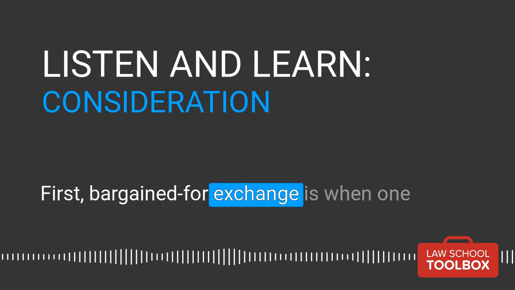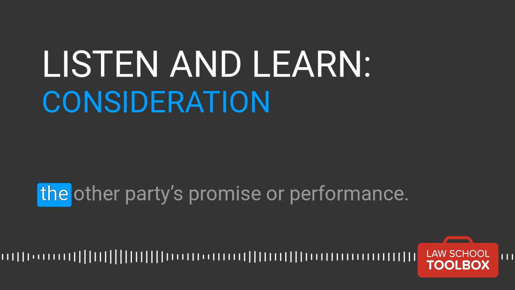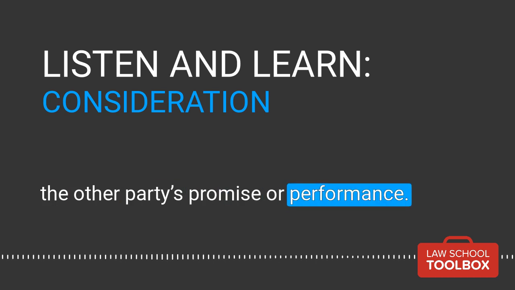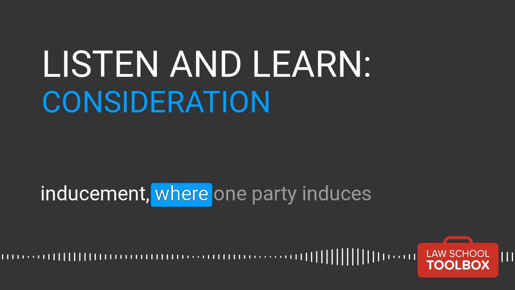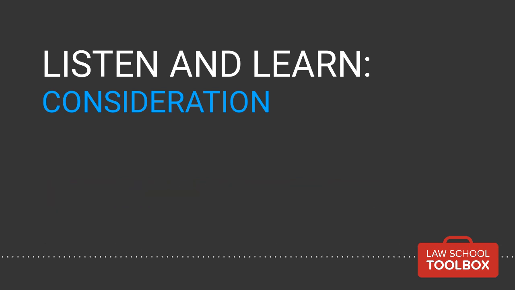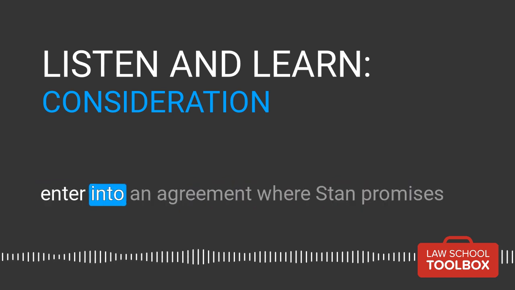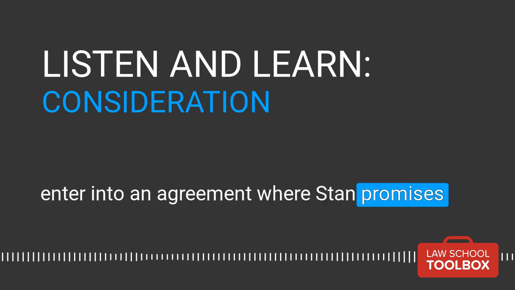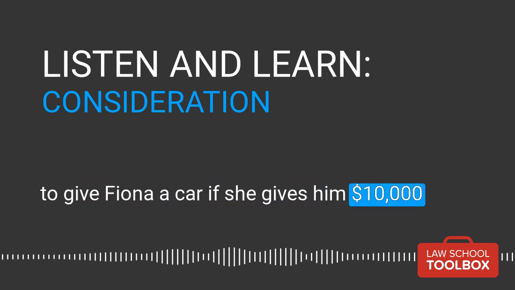First, bargained for exchange is when one party's promise or performance induces the other party's promise or performance. This can also be known as mutual inducement, where one party induces the other party to do something. For example, let's say that Stan and Fiona enter into an agreement where Stan promises to give Fiona a car if she gives him $10,000.